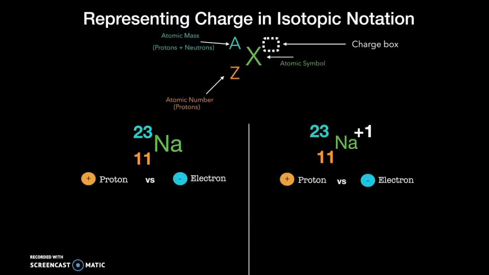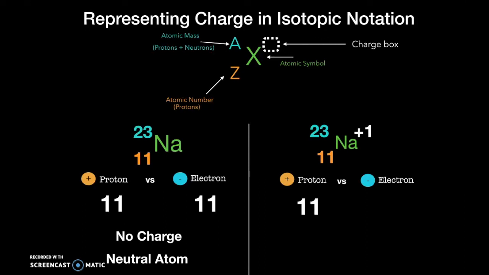Lastly, let's do a quick example with two isotopic notations of sodium and try to figure out which one is neutral and which one has a charge. For the one on the left, you can see that your atomic number tells you the number of protons in a given element. So we have 11 protons in this atom. When we look at the charge box, there's nothing written there. So we can assume that this atom is neutral, and therefore it has no charge because our number of protons is equal to our number of electrons.